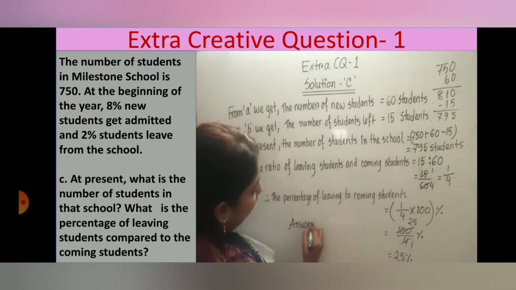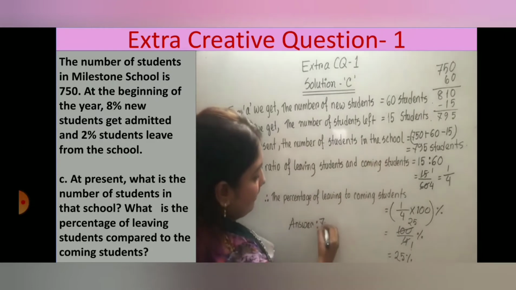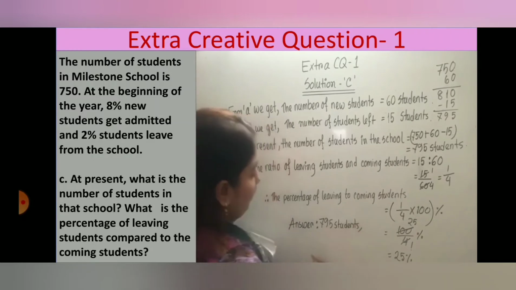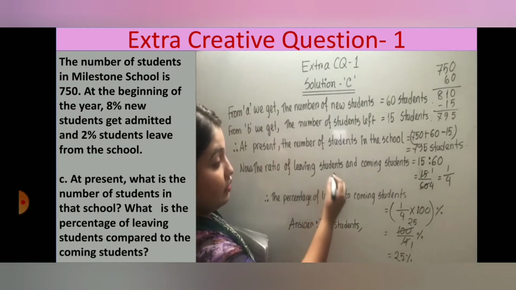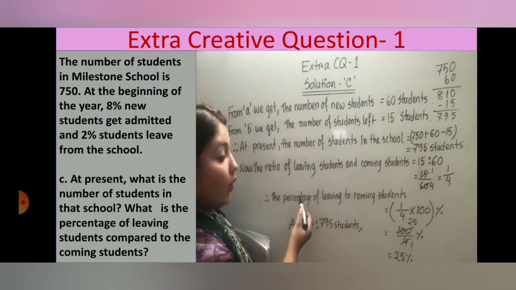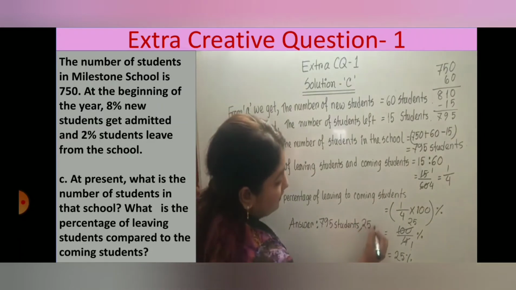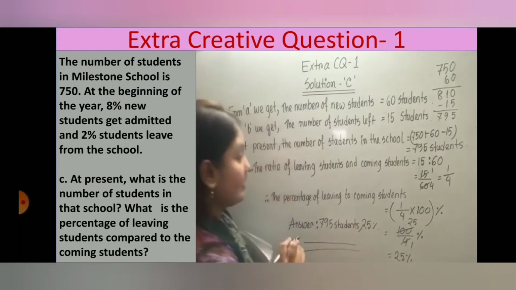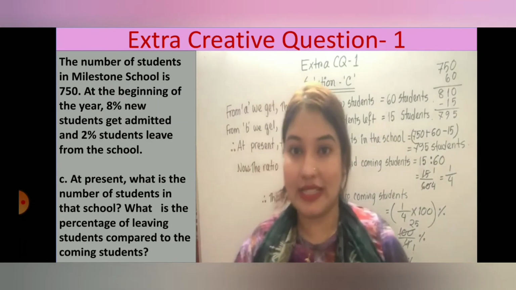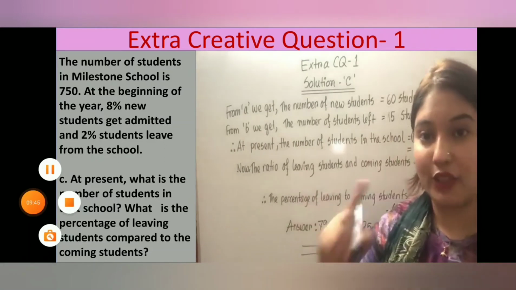At first, we get that at present the number of students in the school is 795 students, and the ratio of leaving students and coming students was 1/4, and we had to find the percentage of the leaving students to coming students, and the answer is 25%. So this is the solution of extra creative number 1. I hope you understand this math, students. Please pick up this answer in your classwork copy.